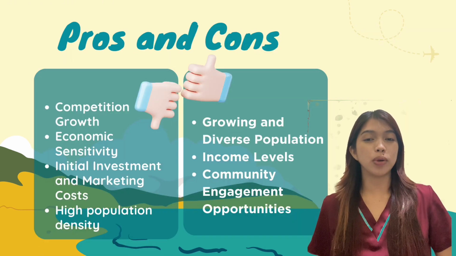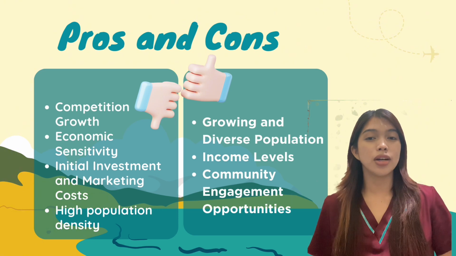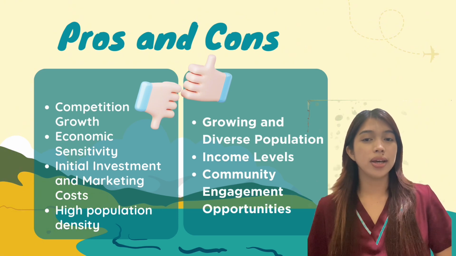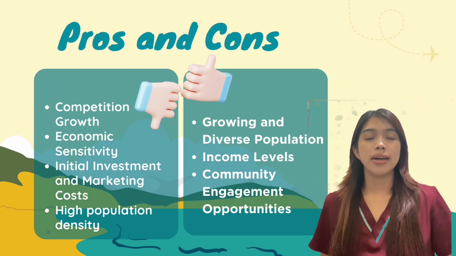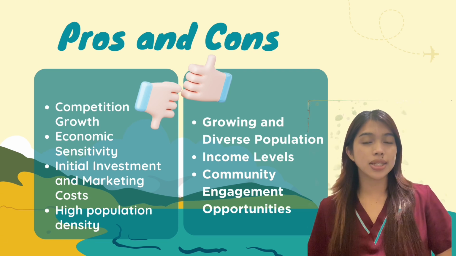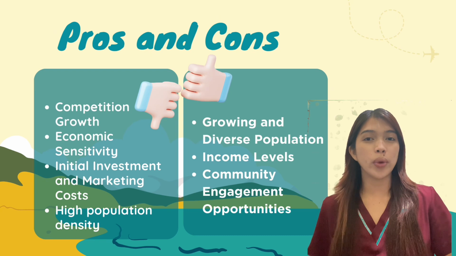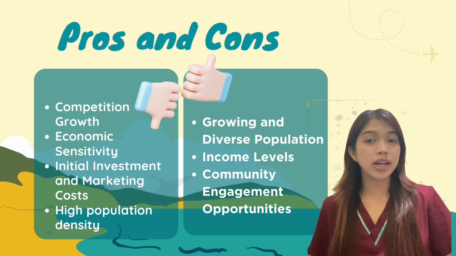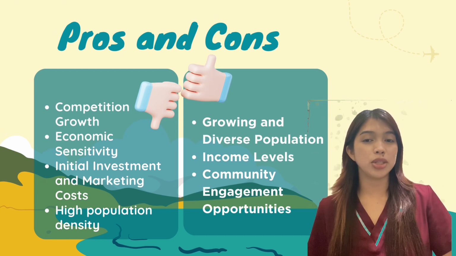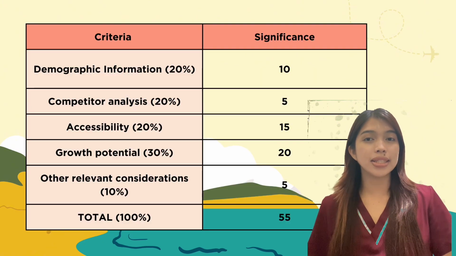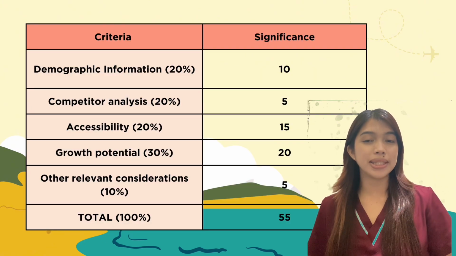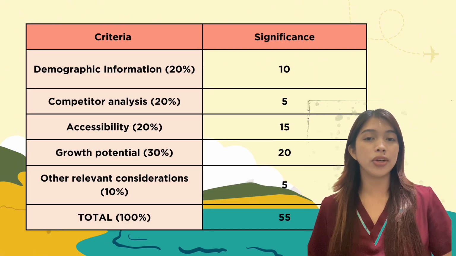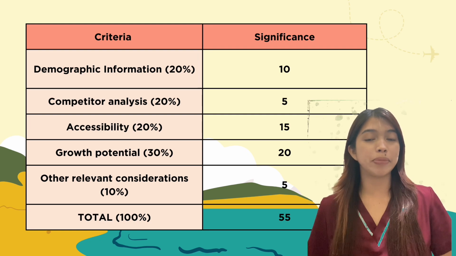So next would be the pros and cons. So for the cons, first we have the competition growth, the economic sensitivity, the initial investment in marketing costs, and its high population density. And for the pros, its growing and diverse population, the income levels, and the community engagement opportunities. And here's the tabulation based on our assessment of Paseo Arcenas. Out of 100%, it gained 55%.